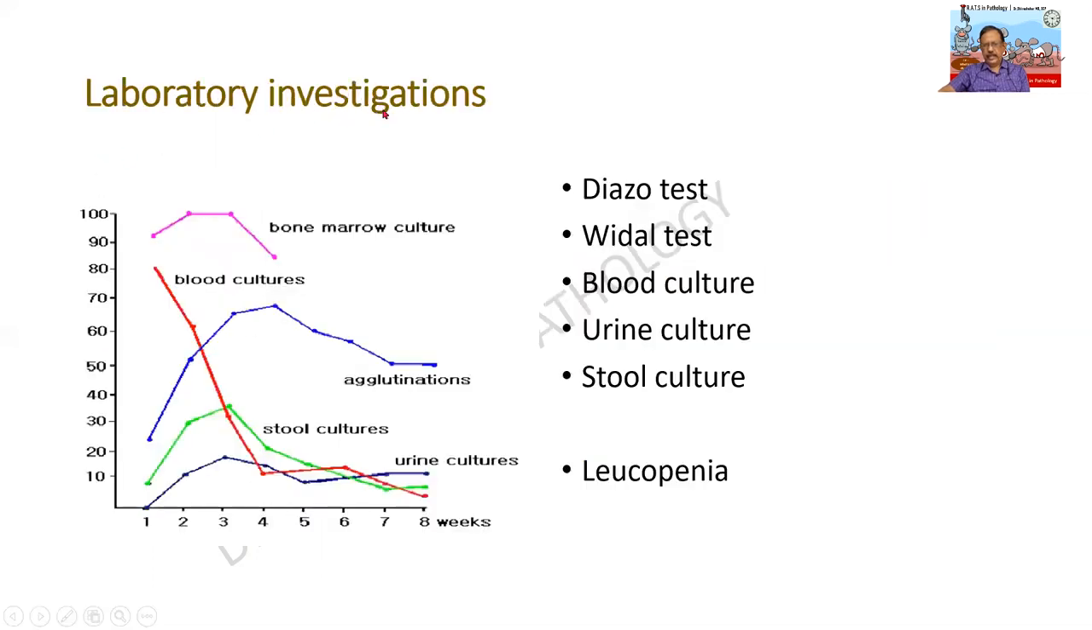And the laboratory investigation, these are the graphical forms. You find there can be blood culture, bone marrow culture can be there, blood culture can be there, which later on falls. There can be agglutination test or the Vidal test. Urine and the stool cultures also can be positive. So please remember this one. And leukopenia means there is a fall in the WBC count.